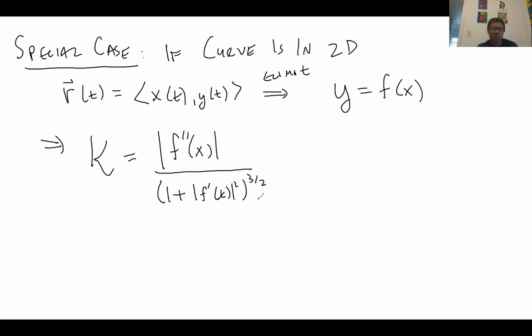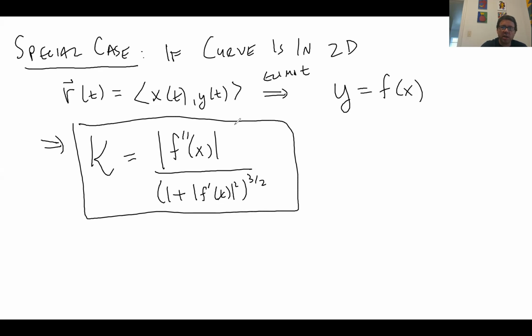So some of this stuff you can start to see. The bottom looks kind of like the r prime in the previous formula. It turns out that f double prime is this cross product from the previous formula. And so you get this really nice formula for the curvature if the curve is given by y equals f of x, or if you can break it back out into these two pieces here.